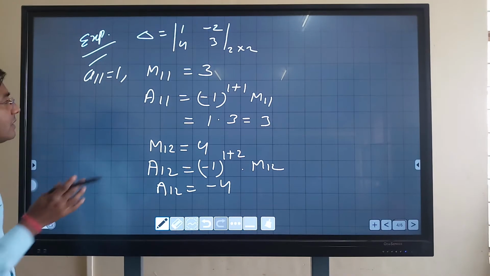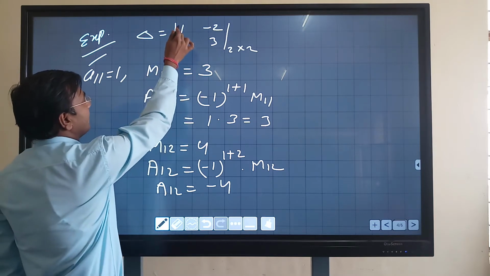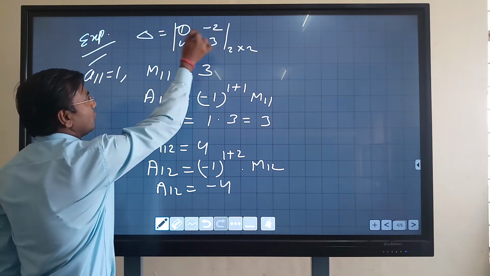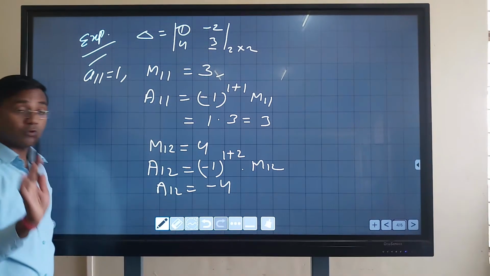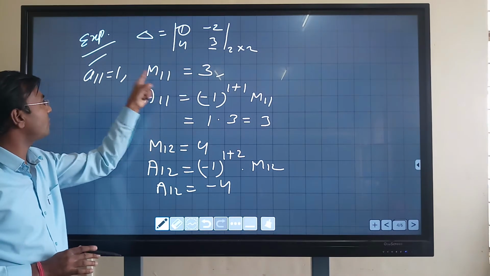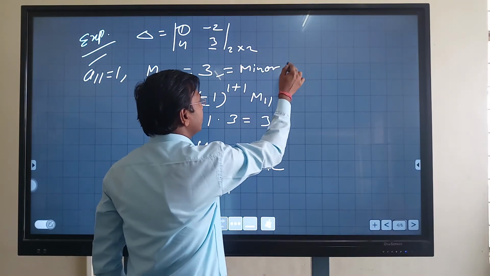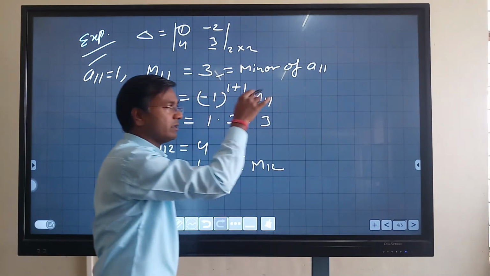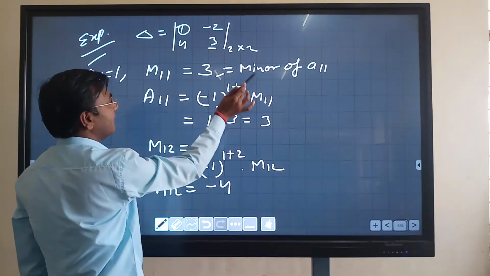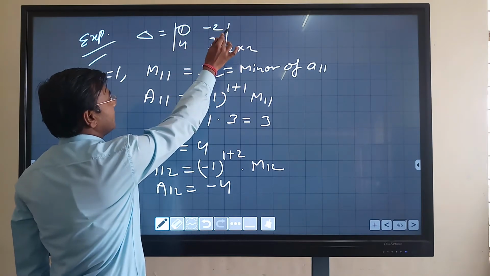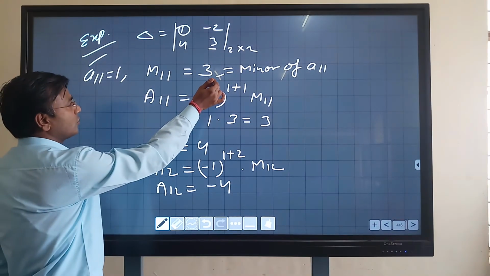Now what is M11? M11 is obtained by deleting the row and column where the element 1 is coming. So this row and this column are gone. So what are we left with? 3 only. So 3 is called the minor of this element a11. In fact, the concept is again being revised. What is the minor of this element 1? That is 3. Why 3? Because we delete this row and column, so we are left with the element 3. So 3 is the minor.